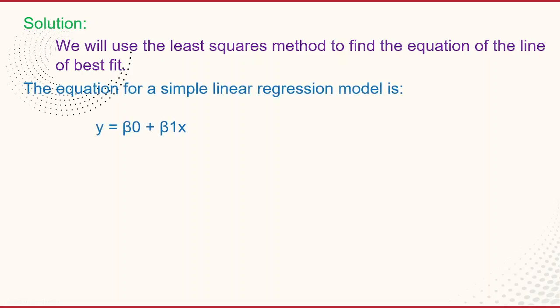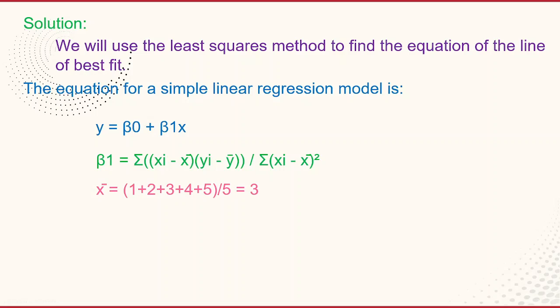So the equation for a simple linear regression model is y is equal to b naught plus b1 x. How can we calculate the beta 1? That is sigma (xi minus x bar) into (yi minus y bar) divided by sigma (xi minus x bar) whole square. This is the formula we can use to find out the beta 1.